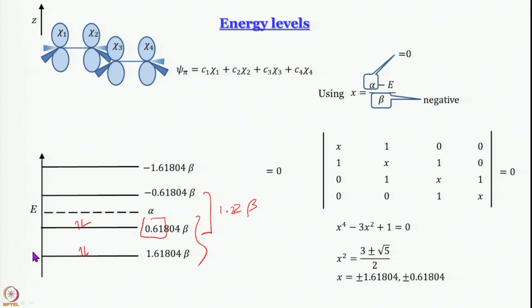Okay. So if you know the energy gap, you can find out beta. If you know beta, you can find out the energy gap. So these are the energy levels. Next, we have to worry about wave functions. What do the wave functions look like? And more importantly, we learn what kind of information about the molecule we can get from these wave functions.